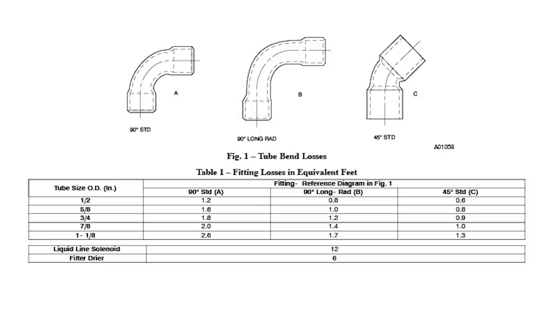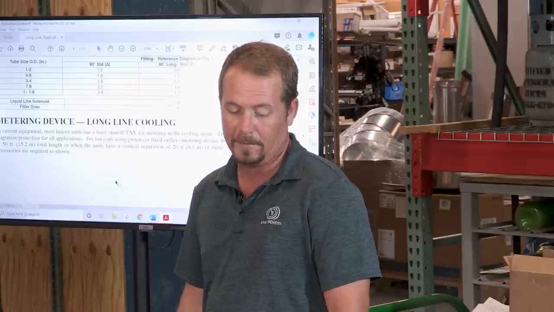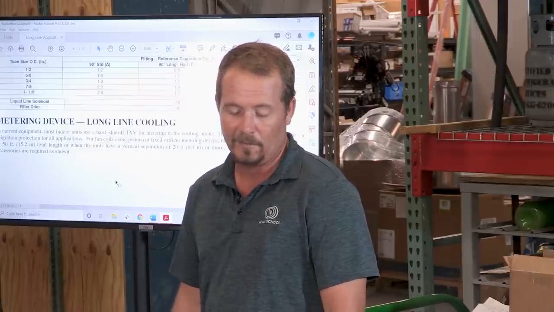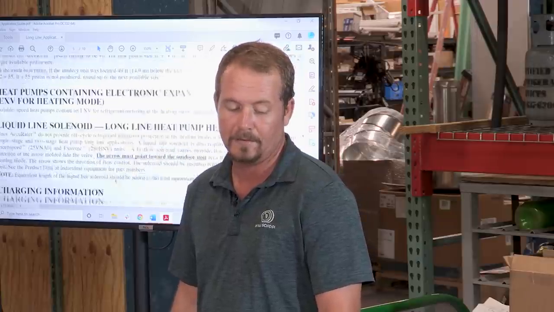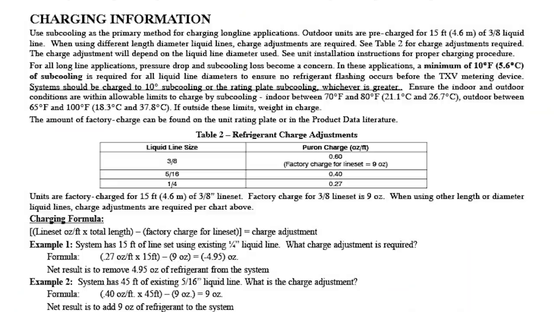You look at equivalent lengths too, because fittings add some equivalent length as well. So a three-quarter inch 90 is equal to 1.8 feet, as an example. Now again, we're getting a little bit pedantic here. We're just going to start with things that are actually going to help you. First, pay attention and notice if you need long line accessories. We talked about the refrigerant charge adjustments recently, in a different video, so we're going to move on from that. Additional charge has to be added.